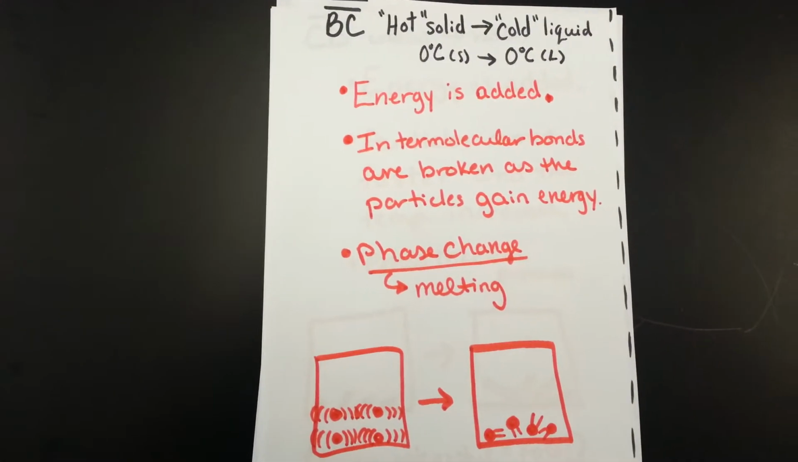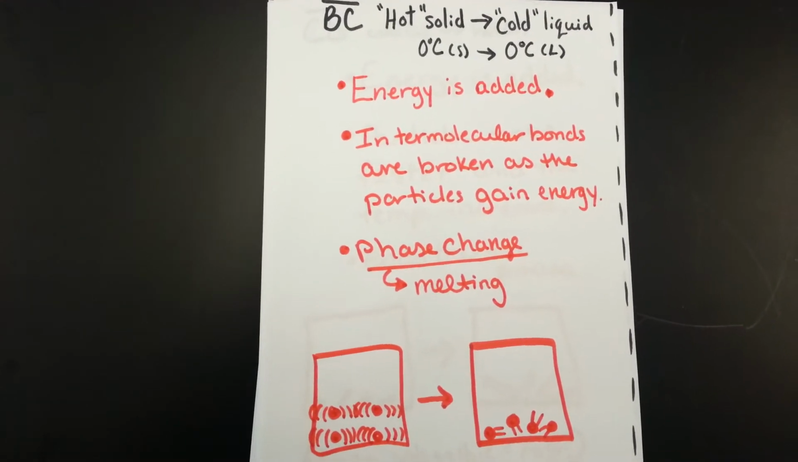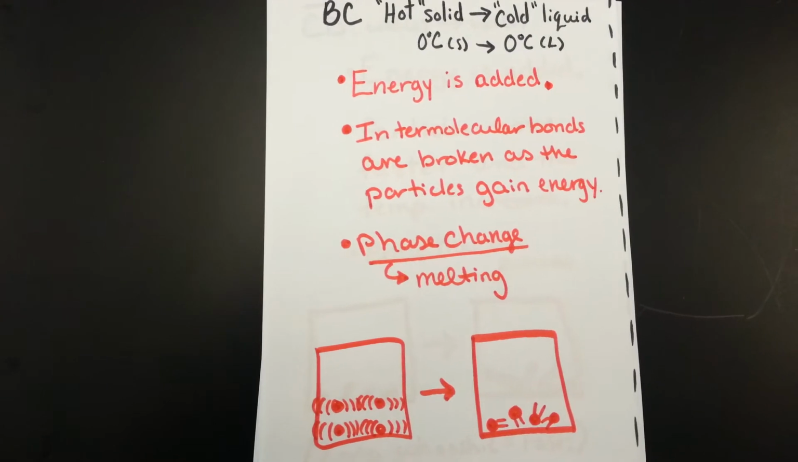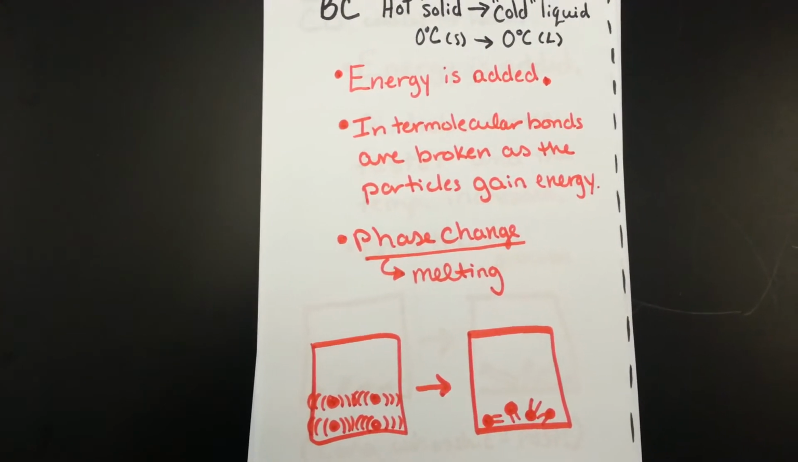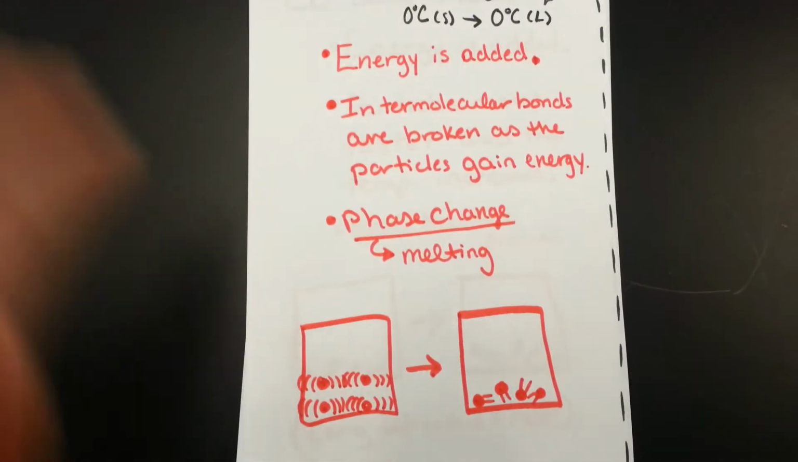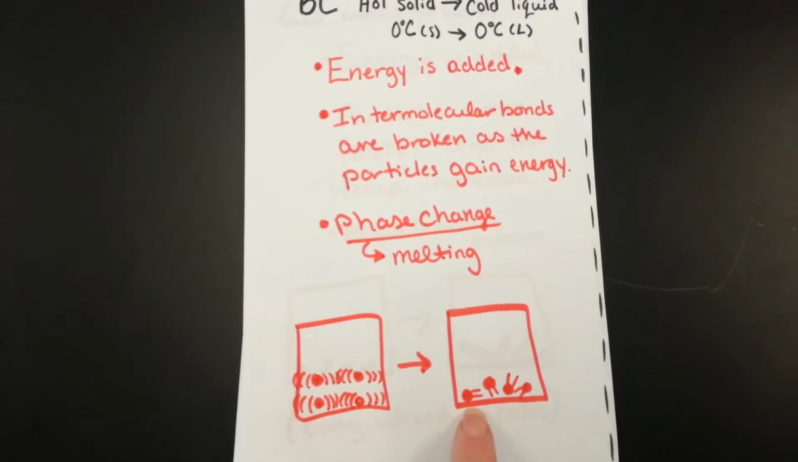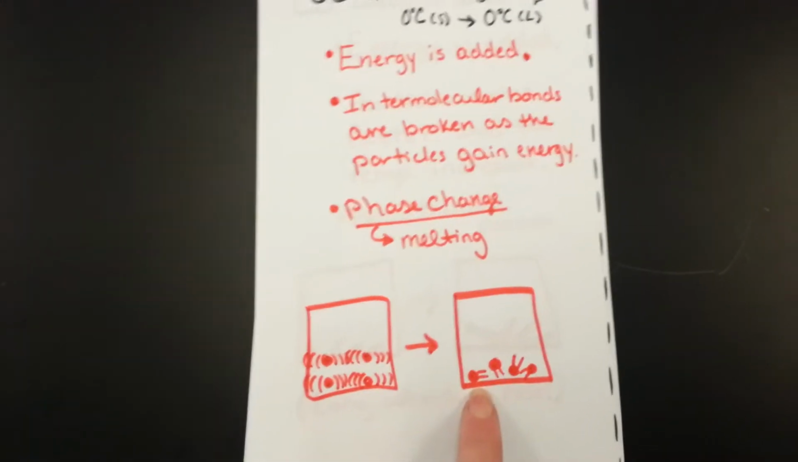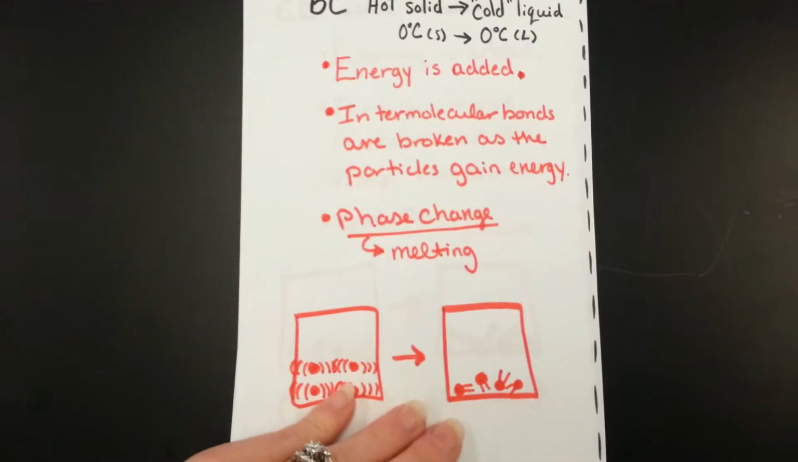Energy is still being added. The intermolecular bonds are broken as the particles gain energy. Now remember, intermolecular are the ones between the water, so water to water bonds. This allows for the phase change for our vibrating solid particles to be able to go all kinds of crazy and spread out and kind of go around each other in that liquid phase. Remember, 2 whooshies are our symbol for a liquid.